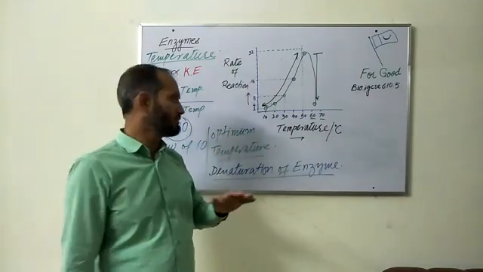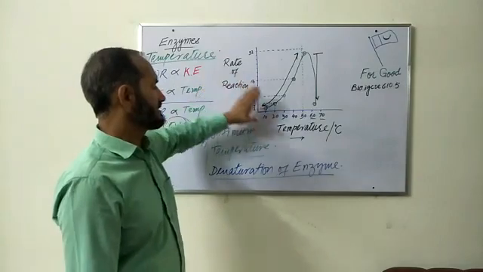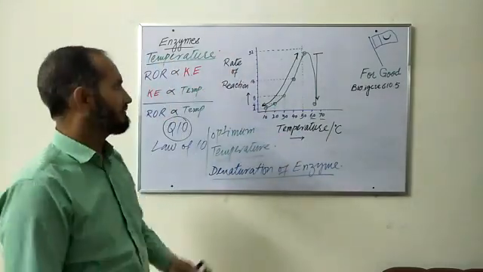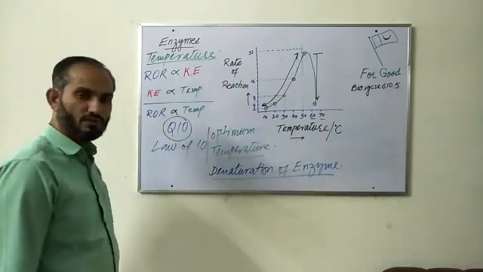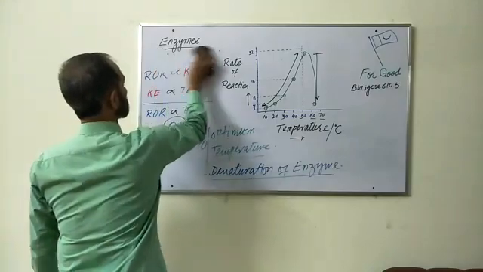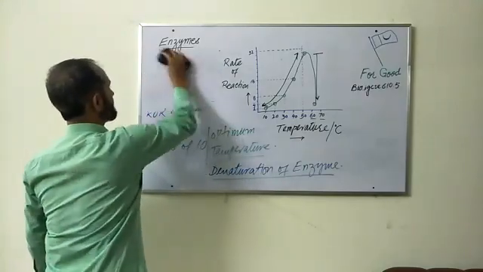Hope this is clear to you that by increasing the temperature, rate of reaction is doubled. So one of the factors affecting the rate of enzyme controlled reaction is temperature. Let's see, there is another factor called pH.